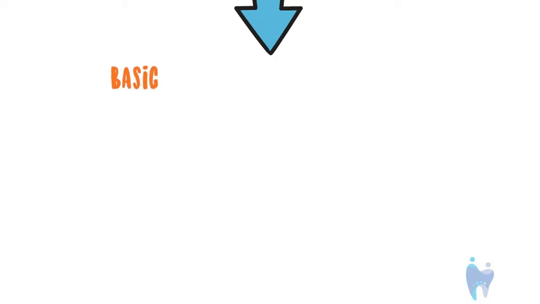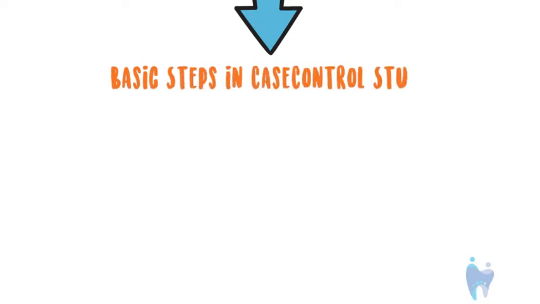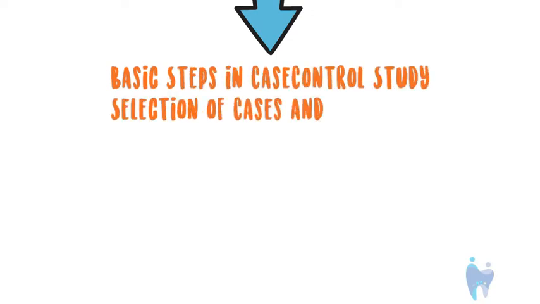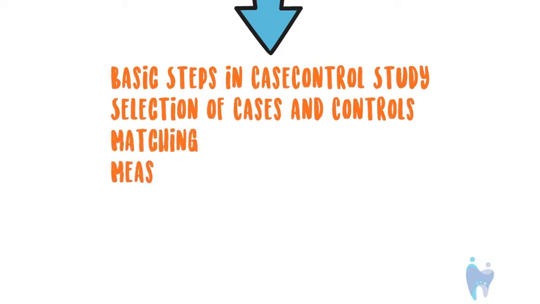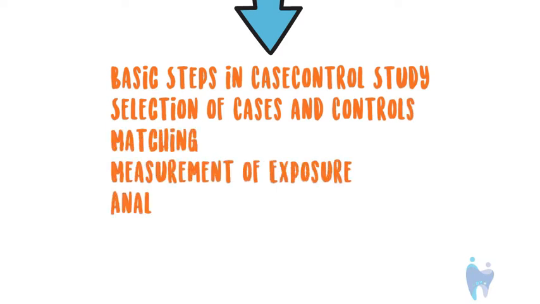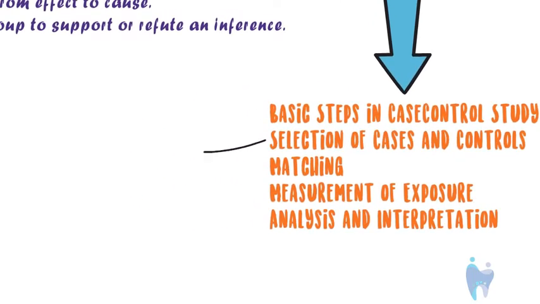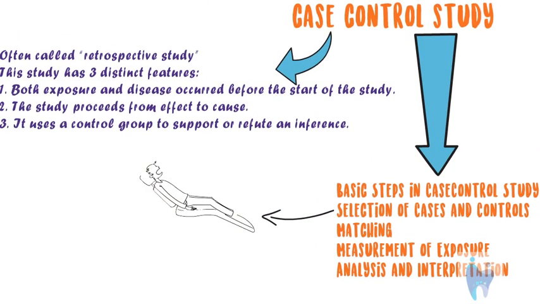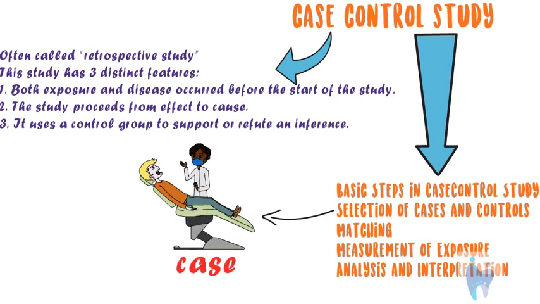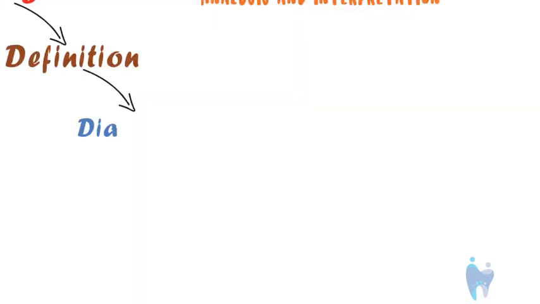Basic steps in case control study. First step is selection of cases and controls, second is matching, third is measurement of exposure, and the final one is analysis and interpretation. In selection of cases and controls, we require cases and controls. So, what are they? Case. Control.